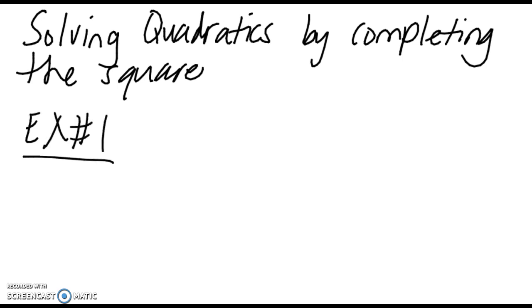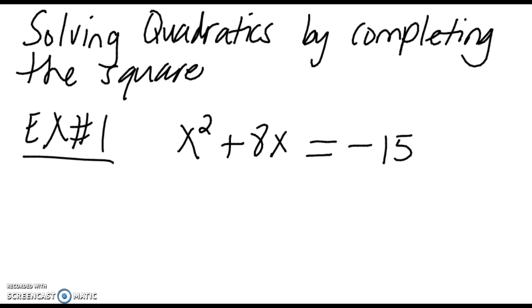Let's solve this quadratic by completing the square, and the equation is x squared plus 8x equals negative 15. The first thing that we want to do is look at our leading coefficient. It is 1, so we don't have to divide anything by the leading coefficient because it's just 1. And our constant is already moved to the other side of the equal sign.